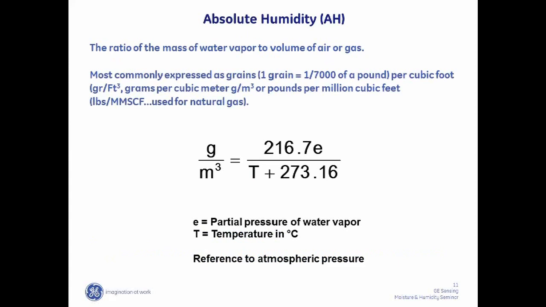Absolute humidity is the mass of water vapor divided by the volume. And very often you would reference that volume to a standard level. For example, in the natural gas industry, we speak about pounds per million standard cubic feet. And in the U.S., for example, 7 pounds per million cubic feet is the maximum amount of water you can have in natural gas for custody transfer. So we can determine the absolute humidity by knowledge of the water vapor pressure and the temperature.